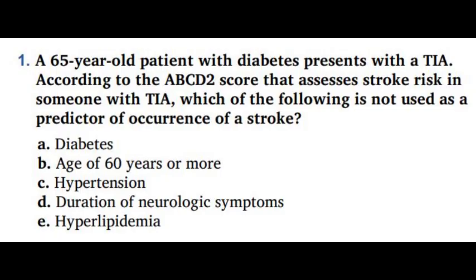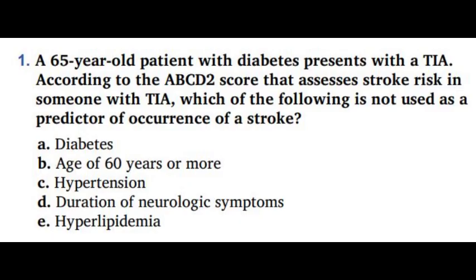We have a 65-year-old patient with diabetes who presents with a transient ischemic attack, that's a TIA. According to the ABCD2 score that assesses stroke risk in someone with TIA, which of the following is not used as a predictor of occurrence of a stroke? A, diabetes; B, age of 60 years or more; C, hypertension; D, duration of neurological symptoms; and E, hyperlipidemia. Looking at these options right off the bat, I will probably just pick option E, hyperlipidemia.